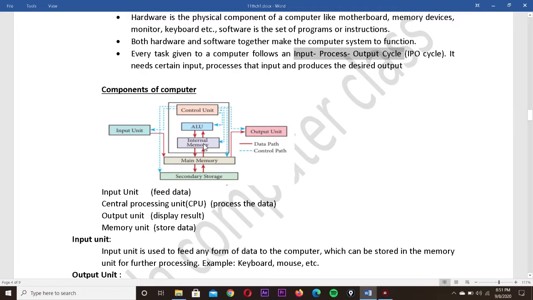So the diagram is very important. Input unit, and the red color line is the data flow. The blue color dotted lines are the control flow path, okay. So from here, first the input should be given to the memory. From the memory, where will it go again? It will be sent to the CPU.